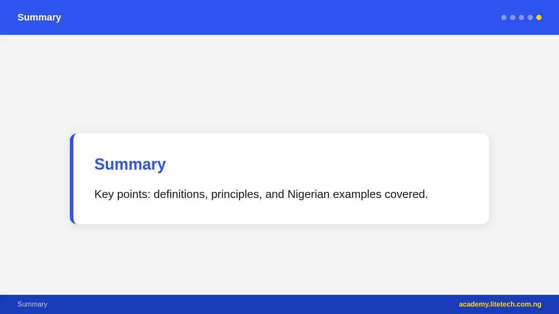NGOs, non-governmental organizations, are associations that work on social, environmental, or humanitarian issues without being part of government. Examples in Nigeria include the Environmental Rights Action, the Network for Justice, and many community health organizations.